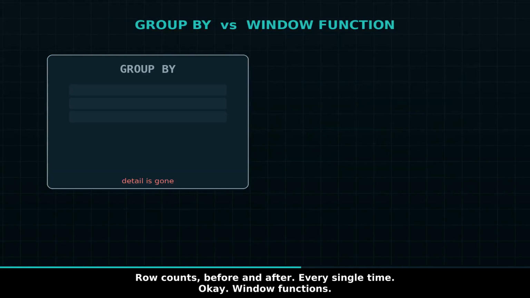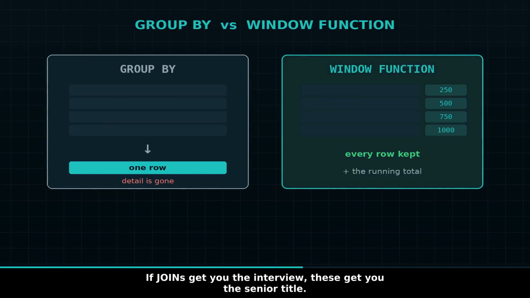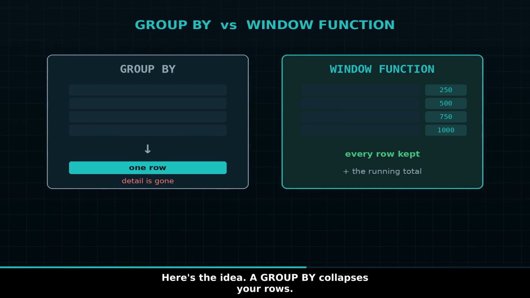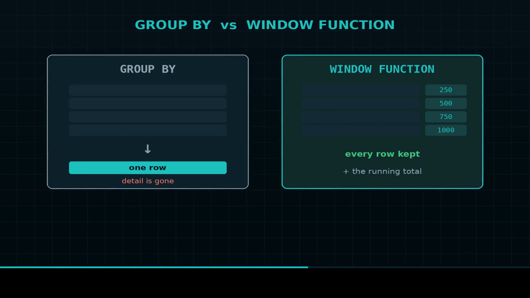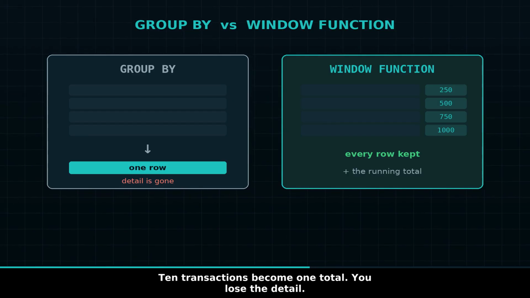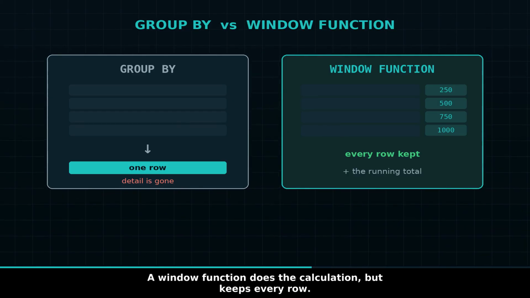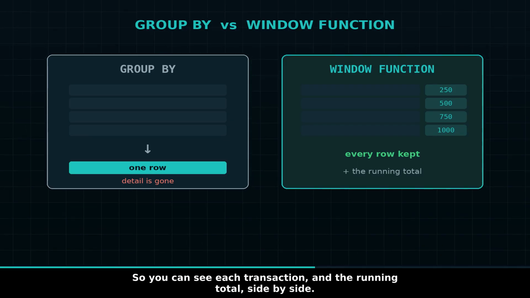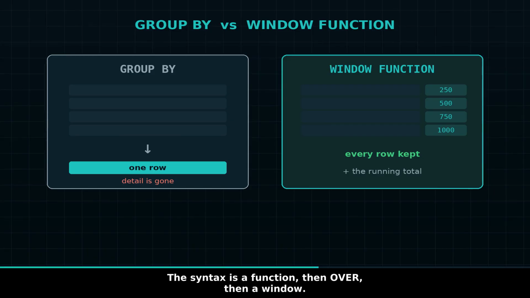Okay, window functions. If joins get you the interview, these get you the senior title. Here's the idea. A group by collapses your rows. 10 transactions become one total. You lose the detail. A window function does the calculation but keeps every row. So you can see each transaction and the running total side by side. The syntax is a function, then over, then a window.